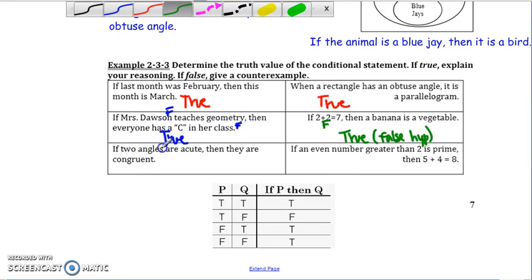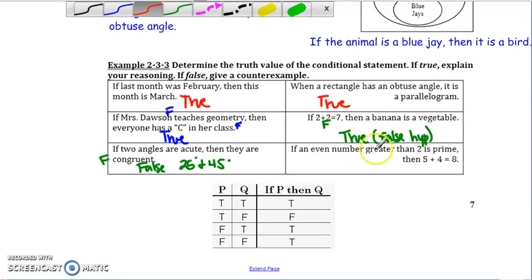So if two angles are acute, then they are congruent. Now in this one, we can think of two angles, but are they always going to be congruent? No. So if we can think of them not being congruent, making this second part false, such as 25 and 45, those are two acute angles, but they're not congruent. So that is when it would be false.